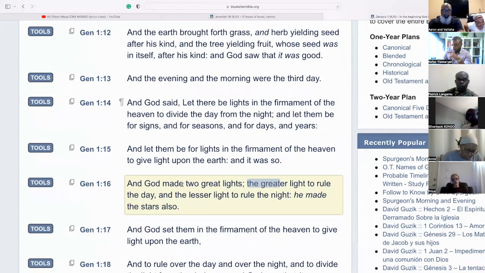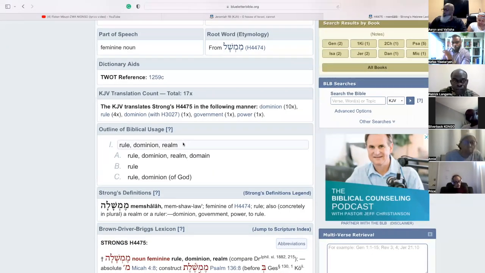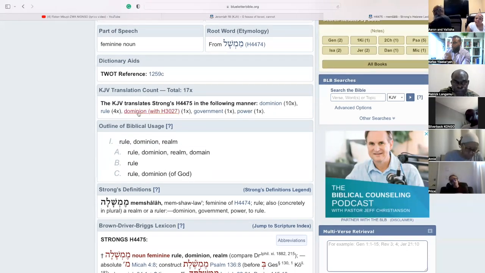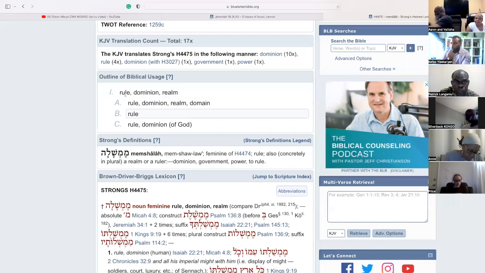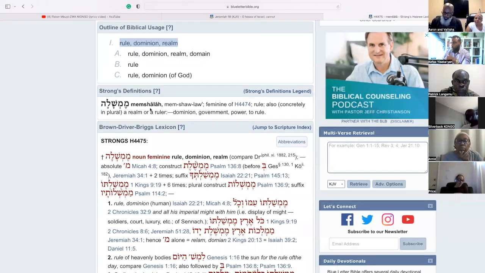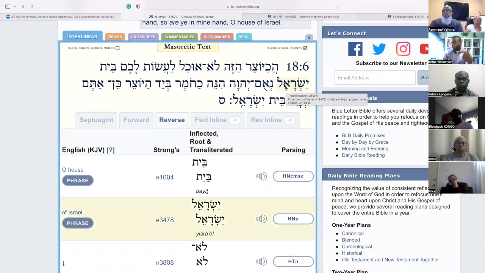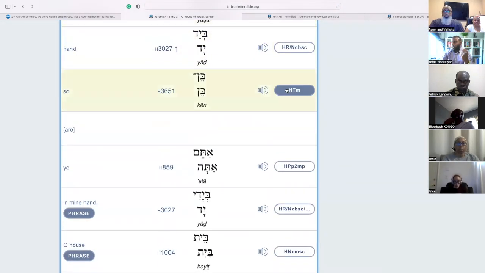These two lights, yes, these two lights received rule. Can you see that? These two lights received rulership. Now, how can the sun rule? Because this rulership is an active thing. It's not passive. So they gave rulership to the sun. Dominion, rule, dominion, government, power. Rule, dominion, realm, Strong's definition. Memshala, feminine, yes. Rule. The sun received rulership. And the moon also received rulership.